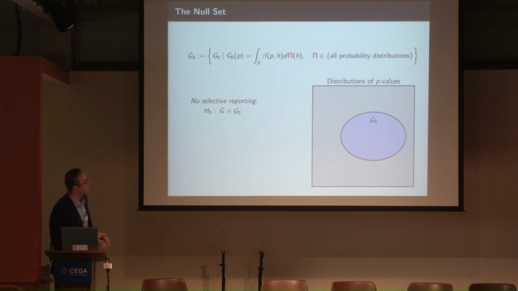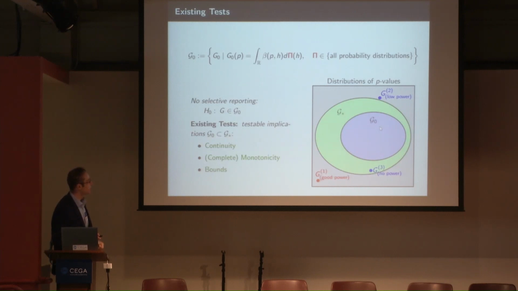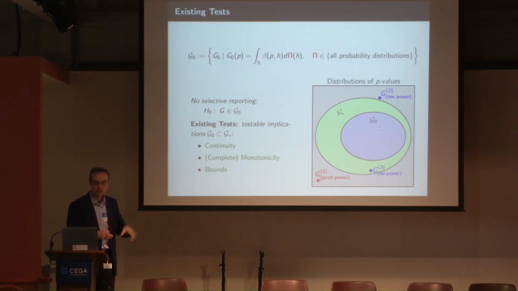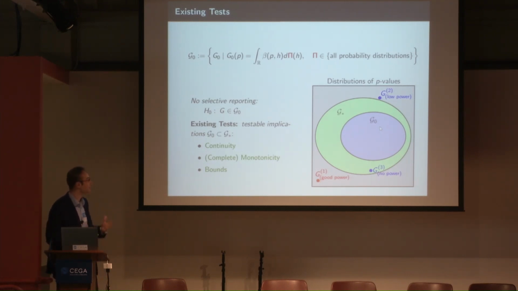Formally speaking, there's an entire set of distributions in the space of p-curves that are consistent with the null hypothesis of no selection. The formal null hypothesis that we're trying to test here is that the distribution that we observe belongs to this set. What existing tests tend to do in order to test this hypothesis is derive testable implications. In other words, they enlarge this null set and try to detect an easier alternative, testing an easier null hypothesis.